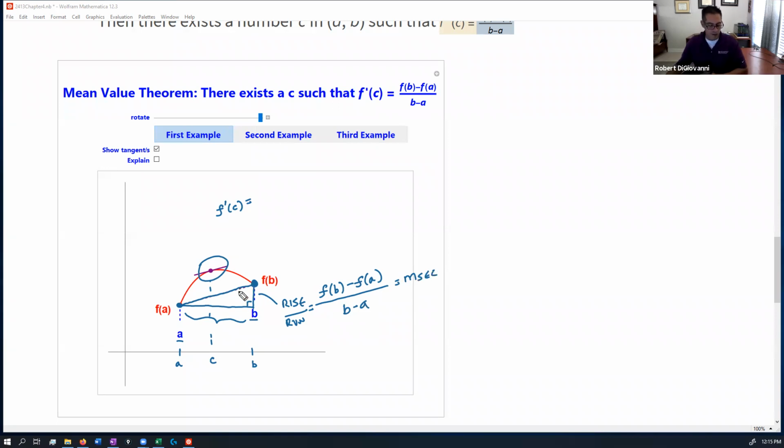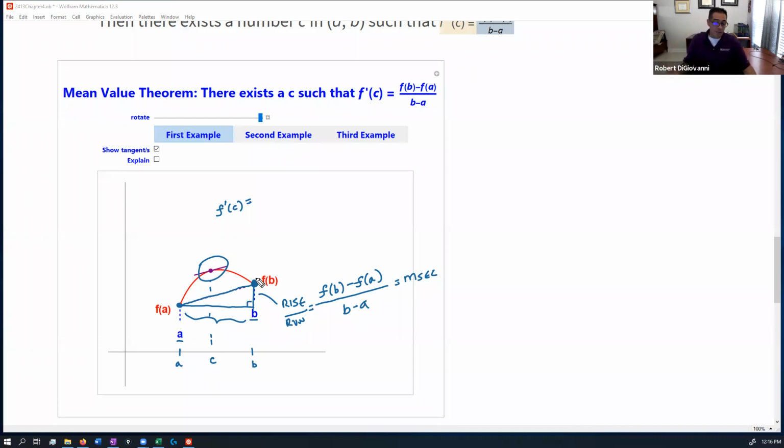So mean value theorem is an extension of Rolle's theorem. Rolle's theorem, you have to be flat. Mean value theorem allows you to have different endpoints. And then you're no longer saying that there has to be somewhere in there where the derivative is 0. You're saying that there has to be somewhere in there where the derivative is parallel to the secant line, the slope of the secant line here. That's the mean value theorem.